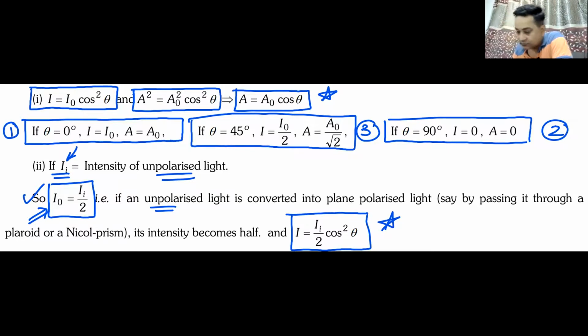Or you can write it as I1. I1 is the original intensity of the unpolarized light. So I naught becomes I1 by 2. And in the formula, you can put I1 by 2 in place of I naught. Raised hands will give me more confidence that we have understood this. Yes, sir. Okay, I'll give you a minute to note it down.